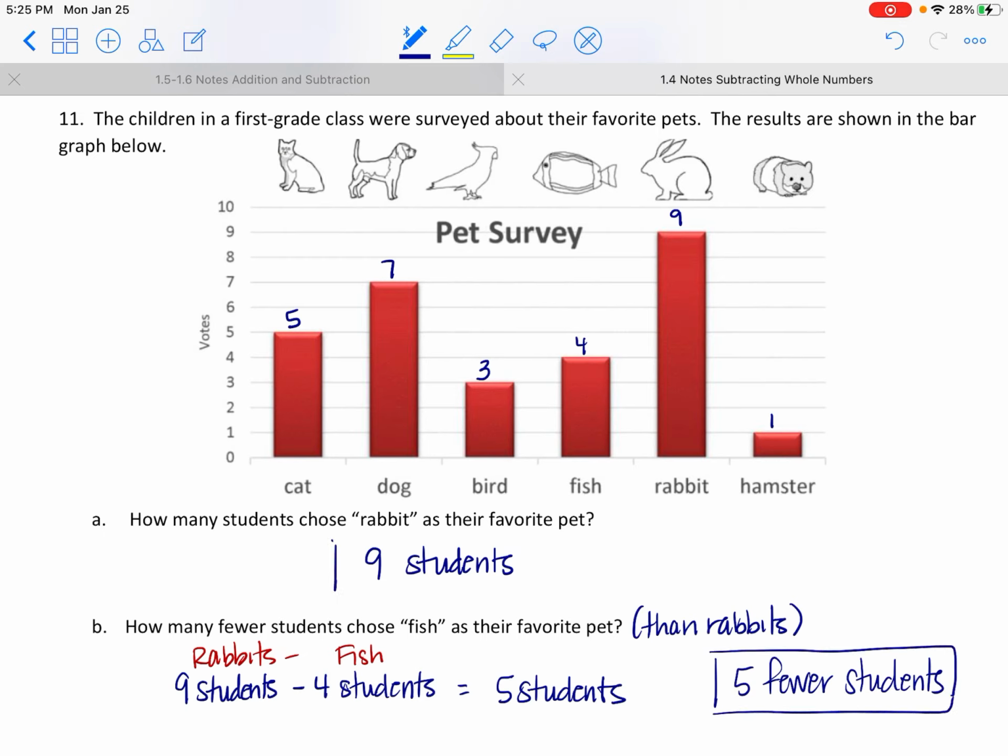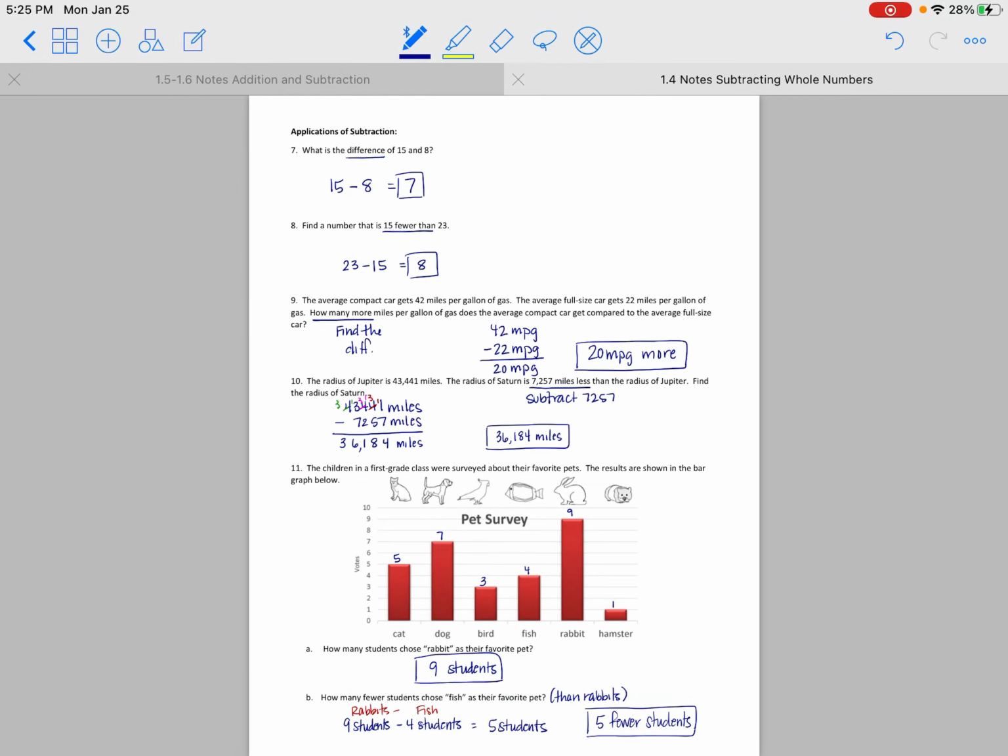Okay, so subtraction. Pretty straightforward once you've seen it and had a little practice, and obviously really great if you get a calculator to use there. So you've got a couple practice problems to work on, and as always, if you need some extra help, then feel free to reach out.